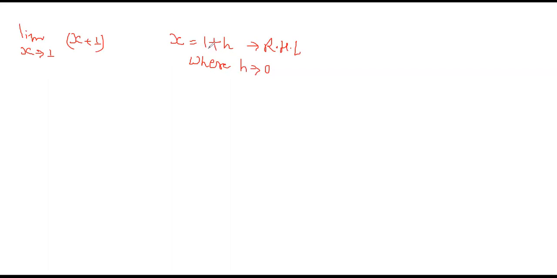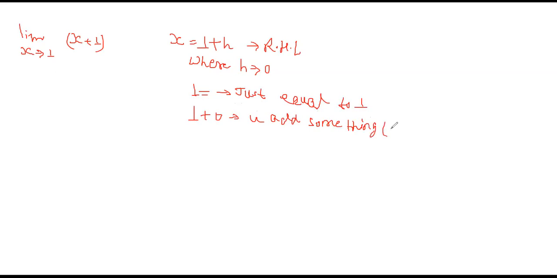Sathya, this point I am telling again. If you write only 1, then it is just equal to 1. Yes, sir, equal to 1. But in the case of limit, if you write 1 plus 0, it means you add something, a tiny amount 0 to 1, so that it will be greater than 1. Got it?